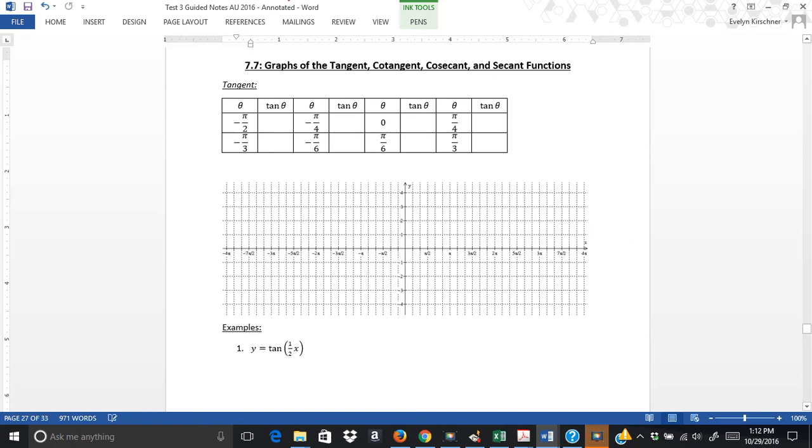So we're talking about the graph of the tangent. We talk about some of the properties. The first thing is that it has a period of pi. That's different from cosine and sine, which had periods of 2 pi.